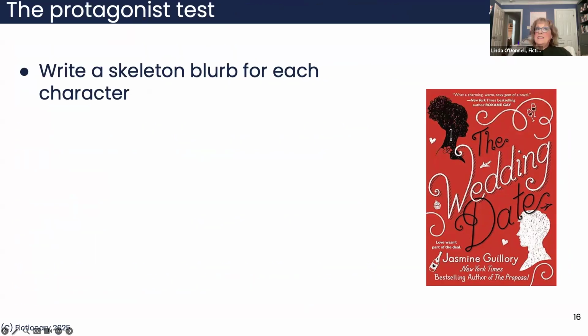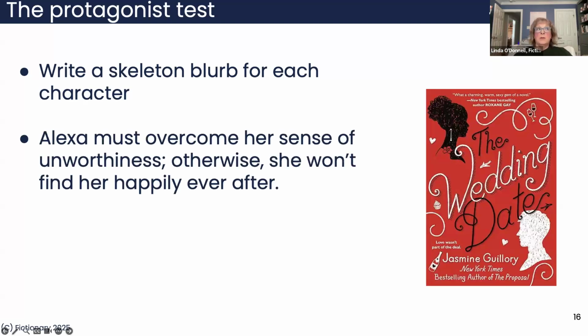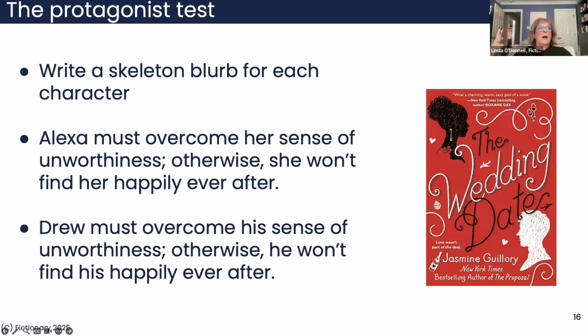So for our protagonist test, we write a skeleton blurb for each of the two love interests. Alexa must overcome her sense of unworthiness. Otherwise, she won't find her happily ever after. And I know this because I've looked at the book. Drew, coincidentally, must overcome his sense of unworthiness. Otherwise, he won't find his happily ever after.